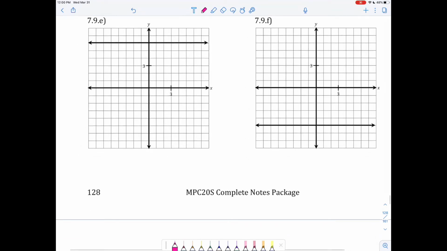This height above the axis is always 6. It's 6 above. So my y value is always 6. It doesn't matter what x is. My y value will always be 6.